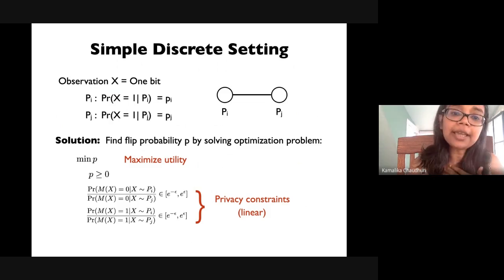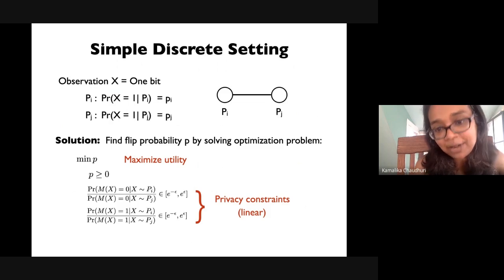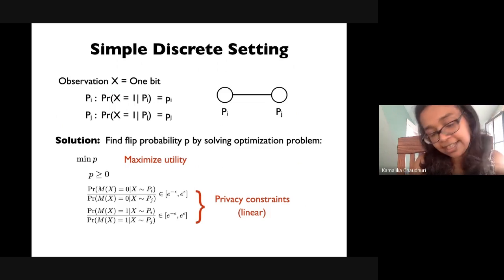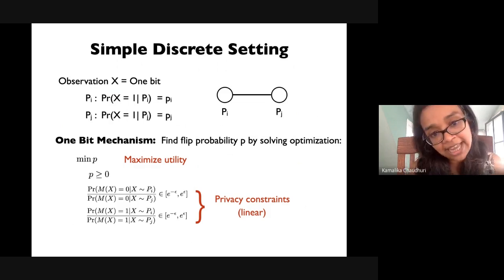So how do you find p? As it happens, you can find p for profile-based privacy by solving a linear program. The linear program is where you express your privacy constraints, which guarantee profile-based privacy. After some algebra, what you find is that these privacy constraints become linear constraints. Then you want to maximize utility, which is minimizing the flip probability, and you can do this by solving this problem. This is what we call the one-bit mechanism.